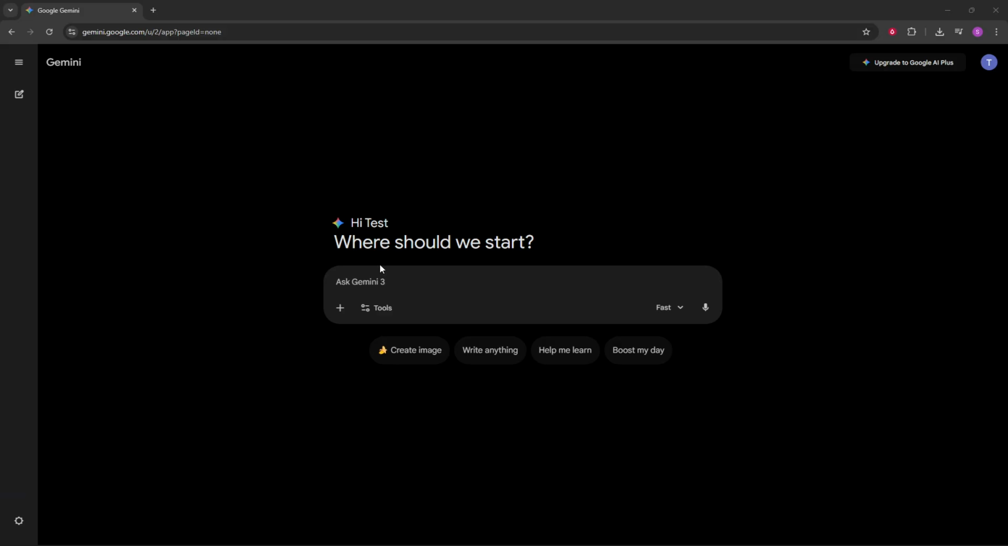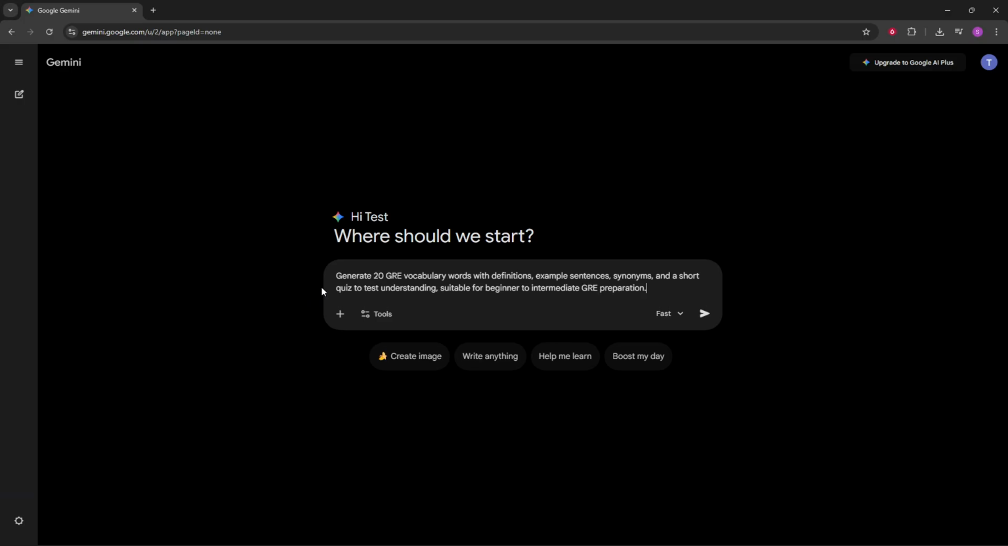Next, decide how many words you want to practice and the difficulty level. Be realistic. 10 to 20 words per session is a solid target for deep learning. You can also choose a difficulty like basic, intermediate, or advanced GRE, depending on where you are in your prep. If you're early in your study plan, start simpler and ramp up as your confidence grows.